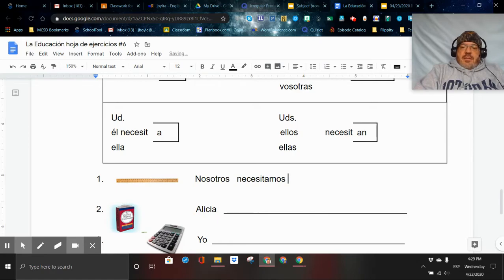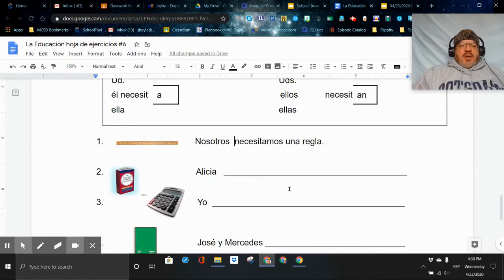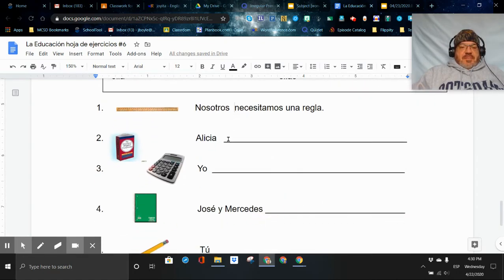And then remember how to say... Well, first of all, how do you say ruler? The word ruler is regla, and it's feminine. So how do you say it if it's feminine? That lesson we did recently, and it is the word una. So what we're saying here is, oh my goodness, excuse me, sorry. I know it's boring, right? We need a ruler. Let's do one more together, and then I'll let you do the rest of these.